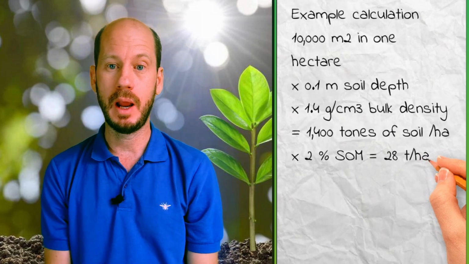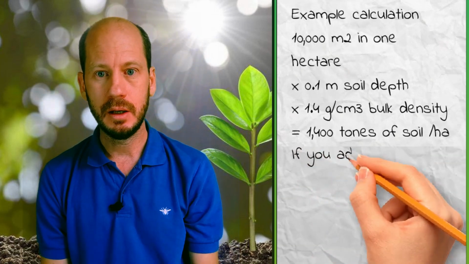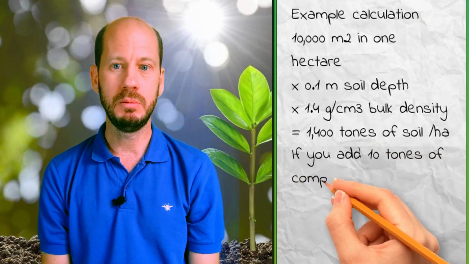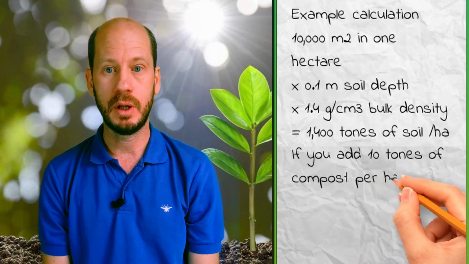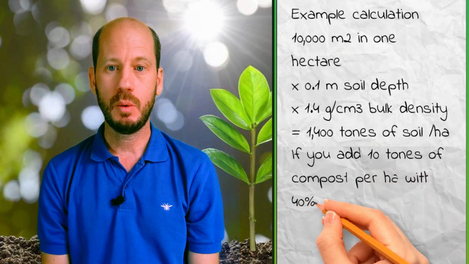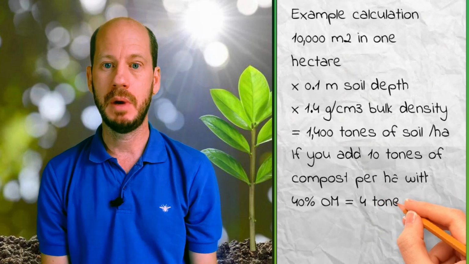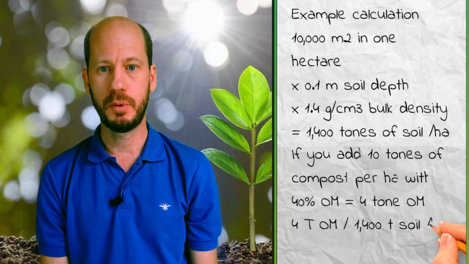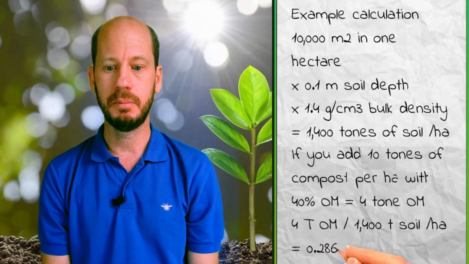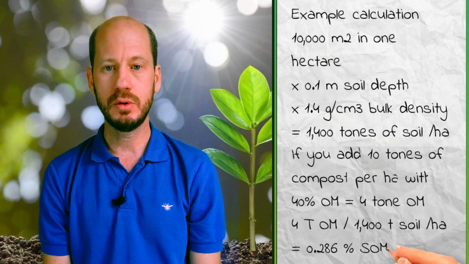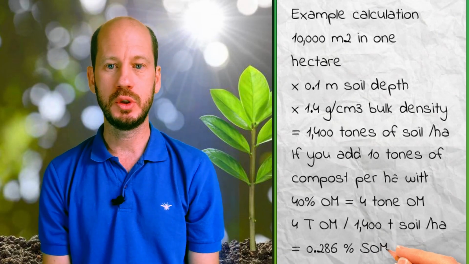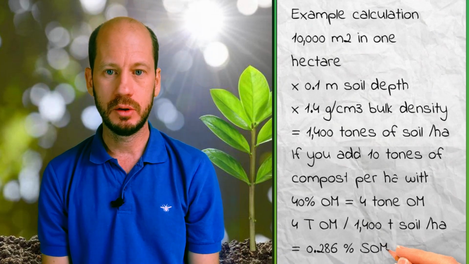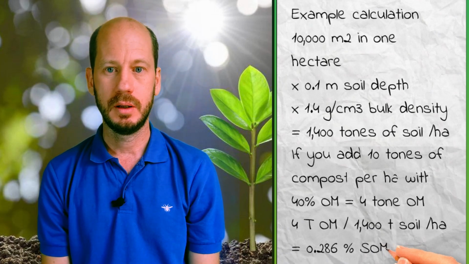So now imagine that you are adding 10 tons per hectare of a given compost, for example, and let's assume that the compost has 40% of organic matter, and then you are adding 4 tons of organic matter per hectare. And if you divide that 4 tons per hectare by 1,400 tons, that will be equivalent to 0.286%, or let's say near a third of a percent of the soil organic matter.